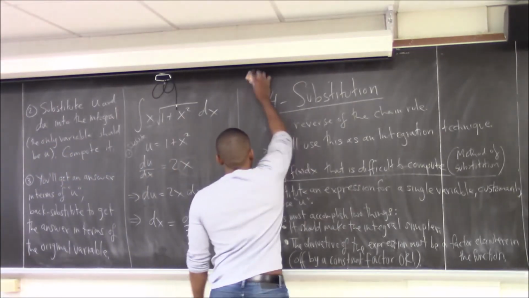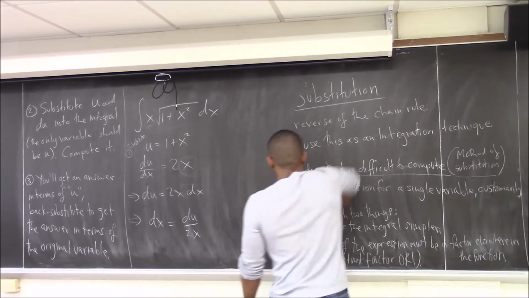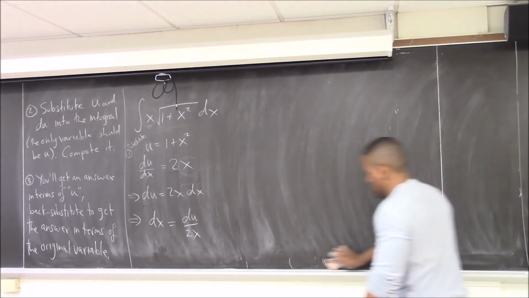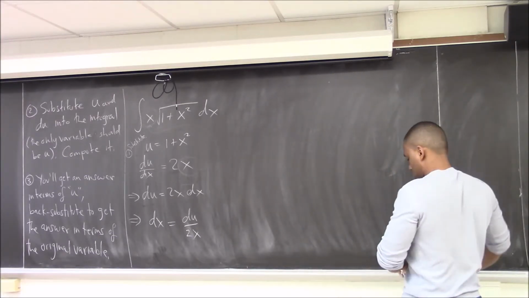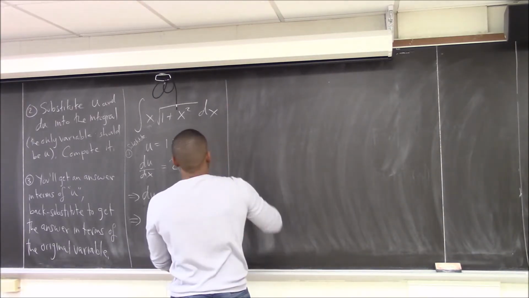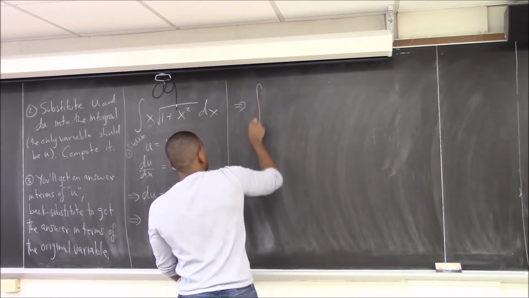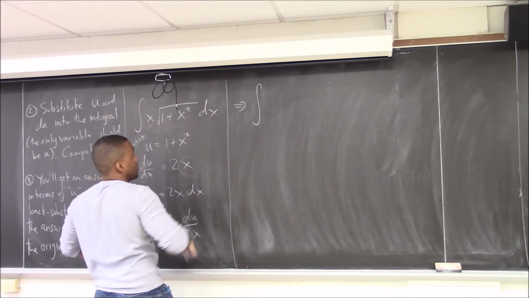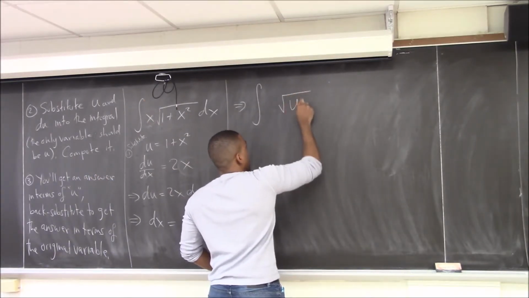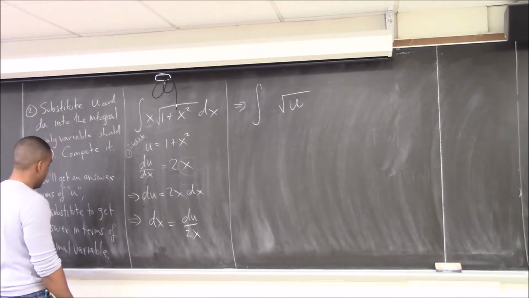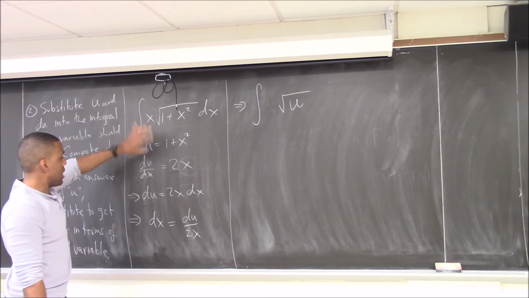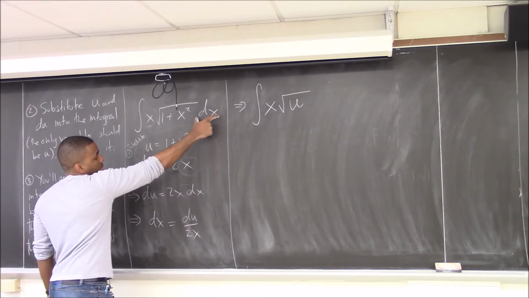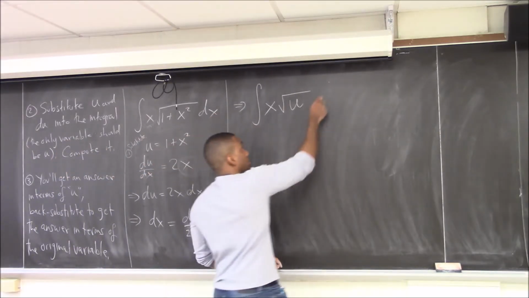Now we're going to move on to the next step, which is to actually plug this into the original integral and rewrite it. This gives us the following. This expression here I replaced with u. So that's just the radical of u. The x, I didn't really replace that with anything, so that guy is hanging out. But my dx is now du over 2x.